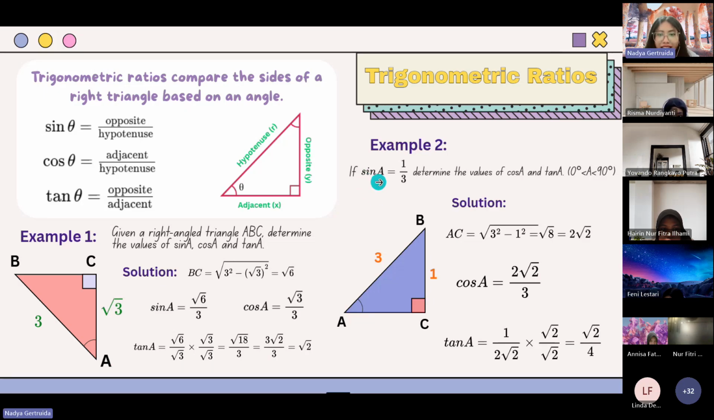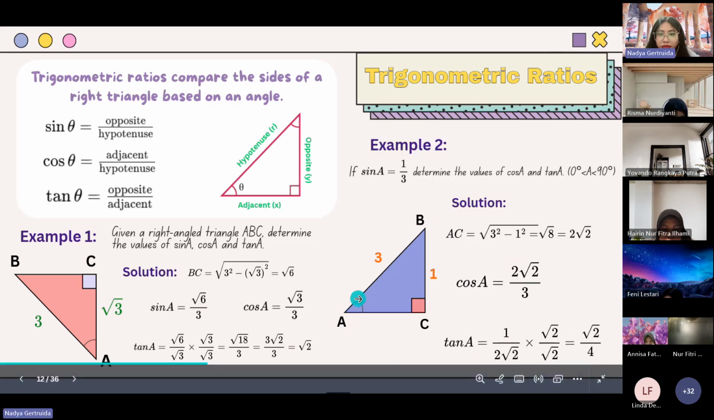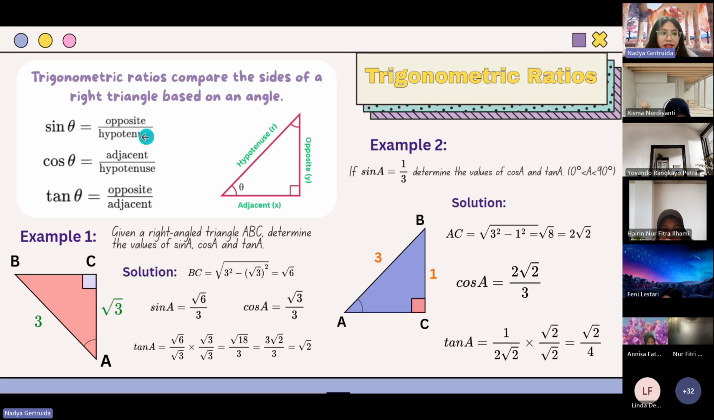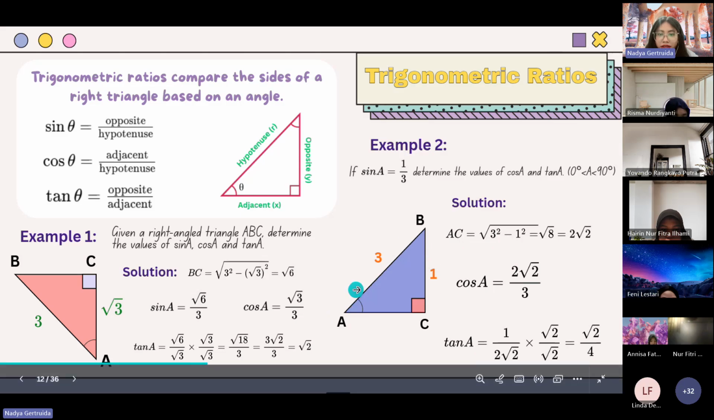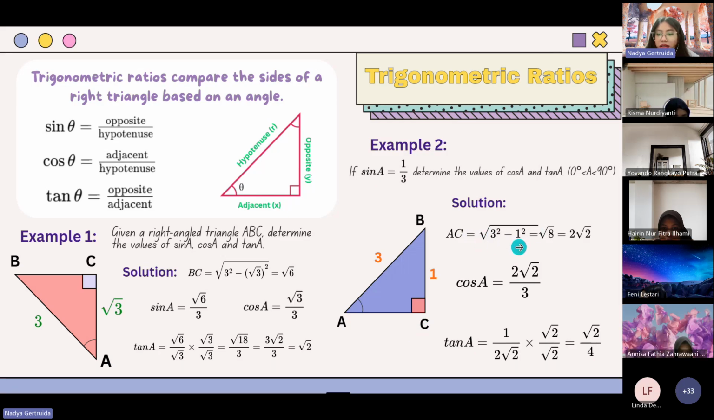This is sine A. We can substitute the value of sine A on this triangle. Sine A is opposite over hypotenuse. Opposite is 1 and the hypotenuse is 3. And we should find AC first. AC is equal to the square root of 3 squared minus 1 squared, which is equal to the square root of 8. And then we can simplify it, which is equal to 2 multiplied by the square root of 2.